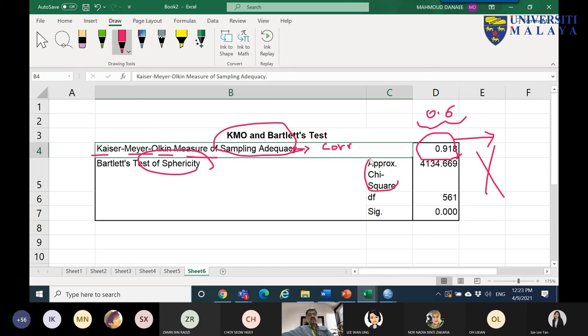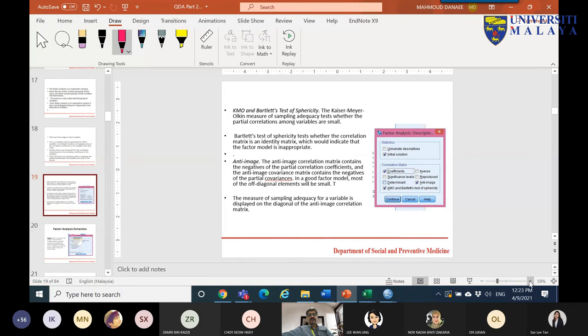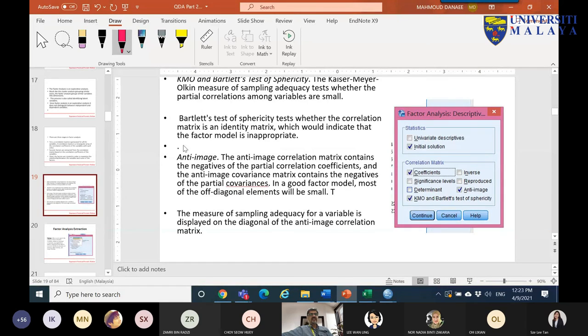Secondly, if the chi-square test of sphericity is significant, then you can proceed. If this result is not significant, then you are not allowed to do the factor analysis. You cannot proceed with the factor analysis. Another assumption is the anti-image. Anti-image is a correlation matrix, and it works based on the partial correlation. The off-diagonal numbers should be small. If off-diagonal numbers in this matrix are large, then again you have to exclude those variables.